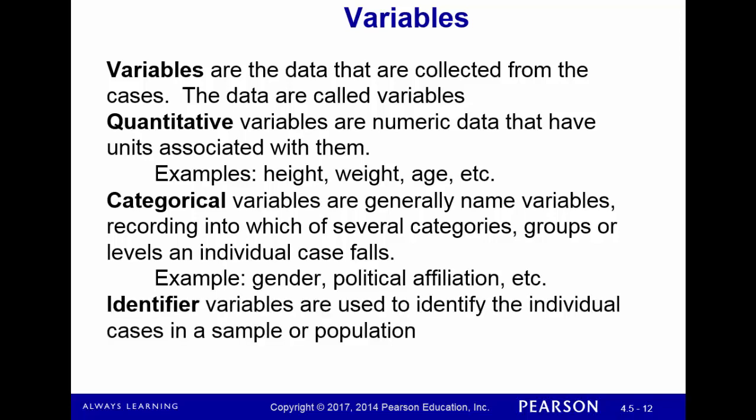And then we can also have identifier variables, which are variables that identify the individual cases, and these are only recorded to allow us to go back to the original case or unit in case we need to collect more information. Some examples of those are student ID, social security number.